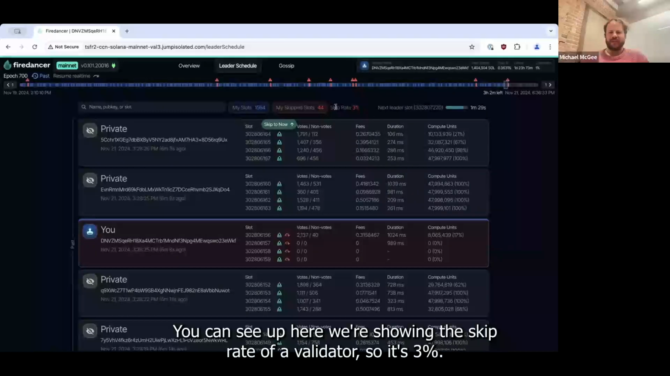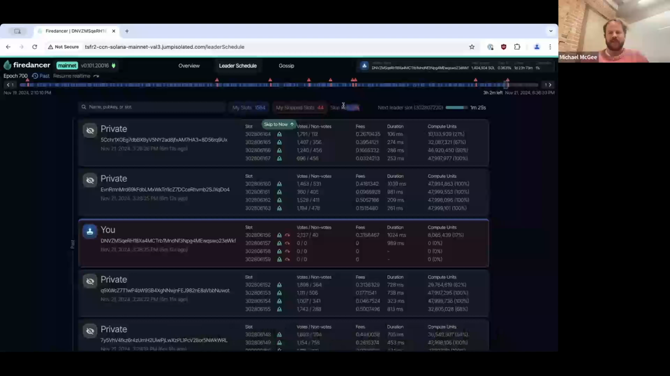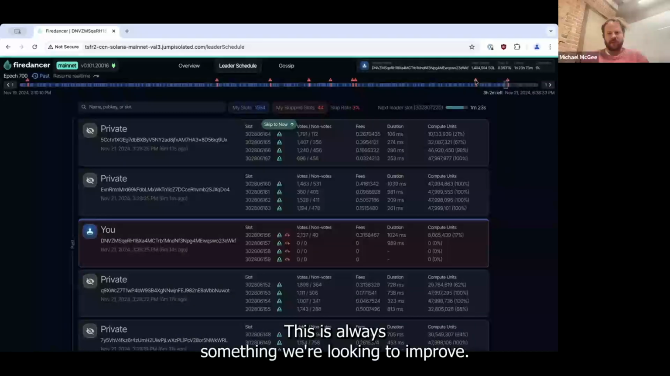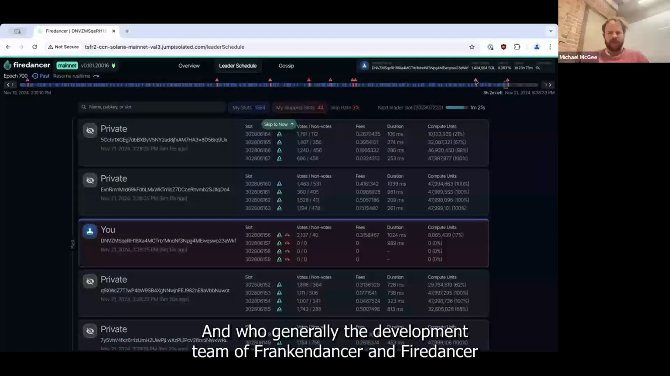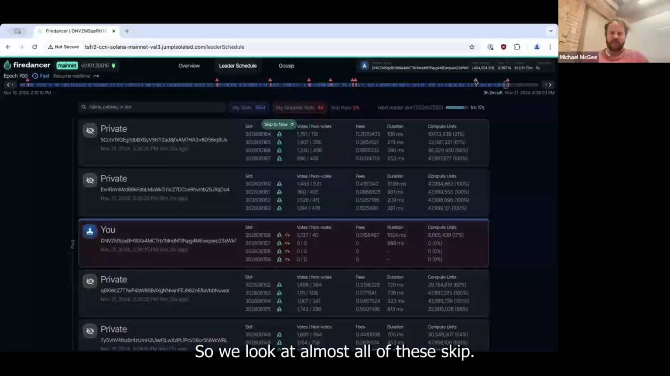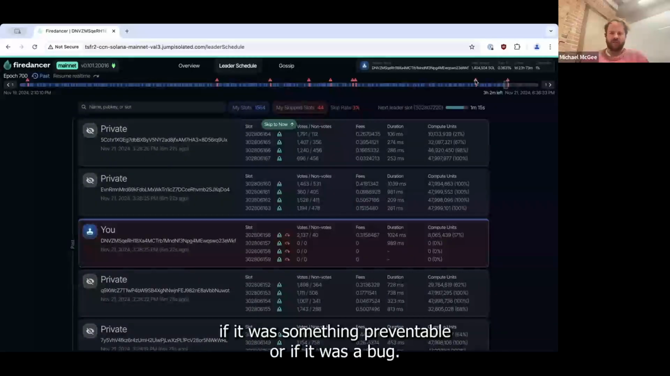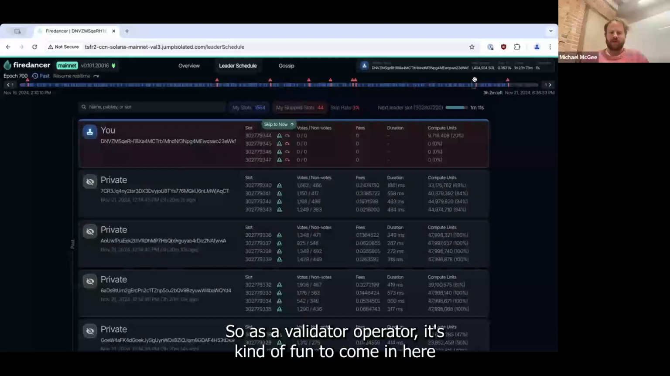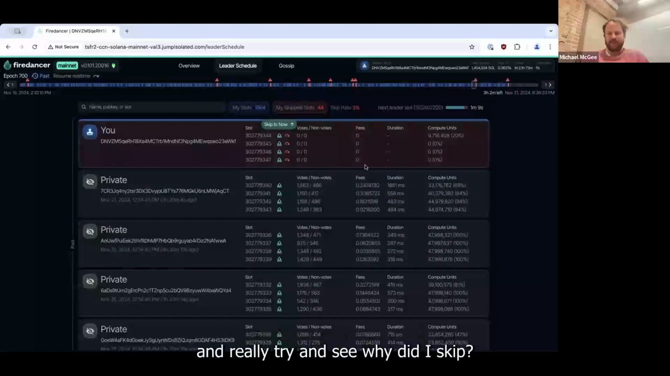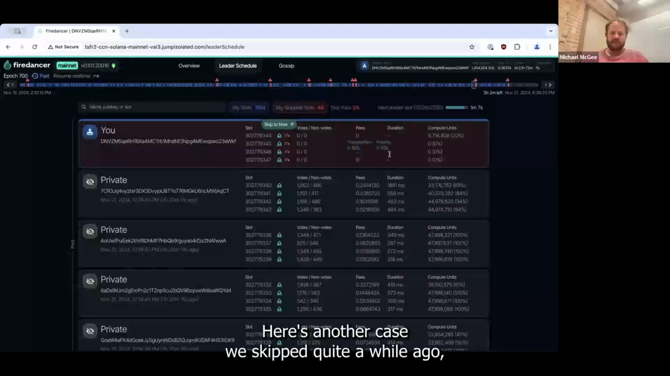It's generally pretty rare. You can see up here, we're showing the skip rate of our validator. So it's 3%. This is always something we're looking to improve. And we're generally the development team of Firedancer. We look at almost all of these skip slot cases and try and determine if it was something preventable or if it was a bug. So as a validator operator, it's kind of fun to come in here and really try and see, why did I skip? Here's another case where we skipped quite a while ago.